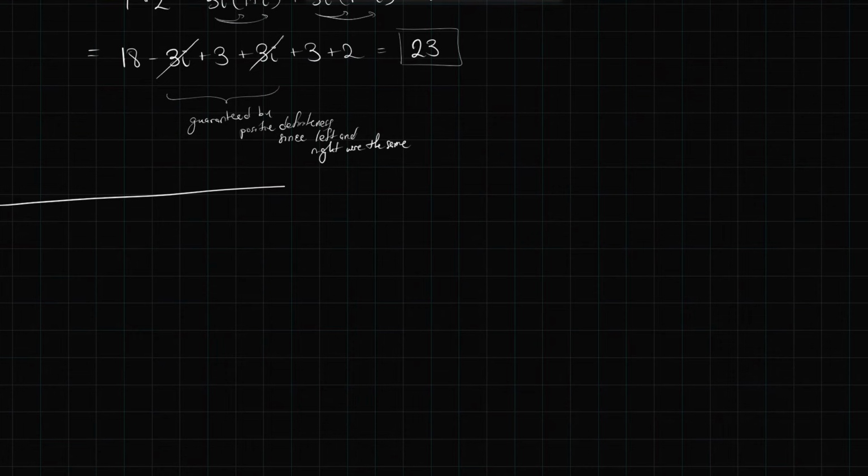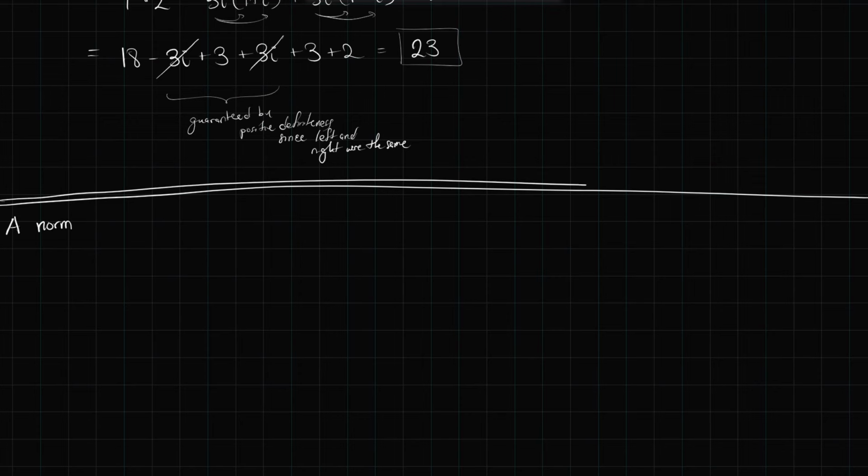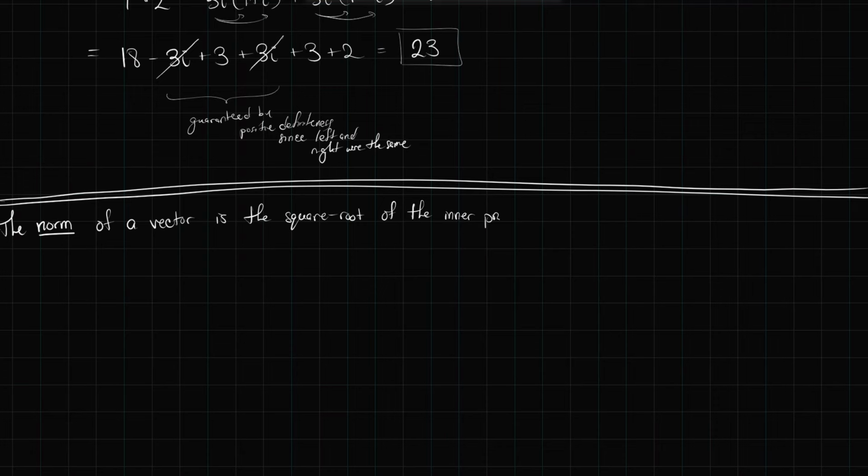So let's go ahead and get to the last 2 definitions that I wanted to introduce. We have this idea of a norm. So a norm, maybe I'll make a double line here. A norm of a vector, and actually it's not a norm, it's the norm, is the square root of the inner product of the vector with itself.